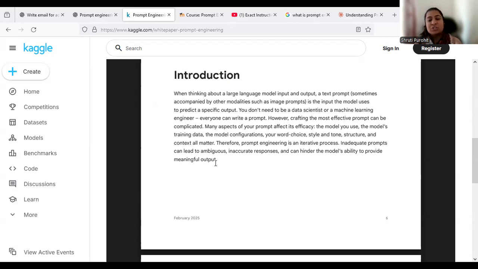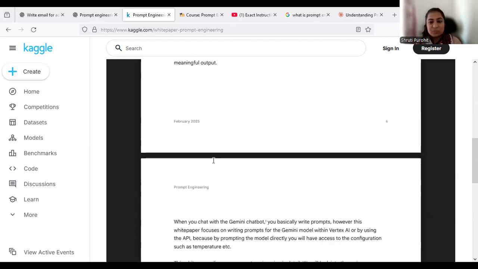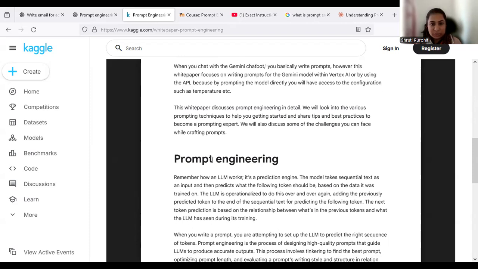Therefore, prompt engineering is an iterative process. Okay, you have to do it again and again. It's not like at first glance you'll get a proper output. It's an iterative process, and inadequate prompts can lead to ambiguous, inaccurate responses and can hide the model's ability to provide meaningful output. The model is ready to give you the output, but you want the proper output, right? So for that, you have to learn this particular thing.